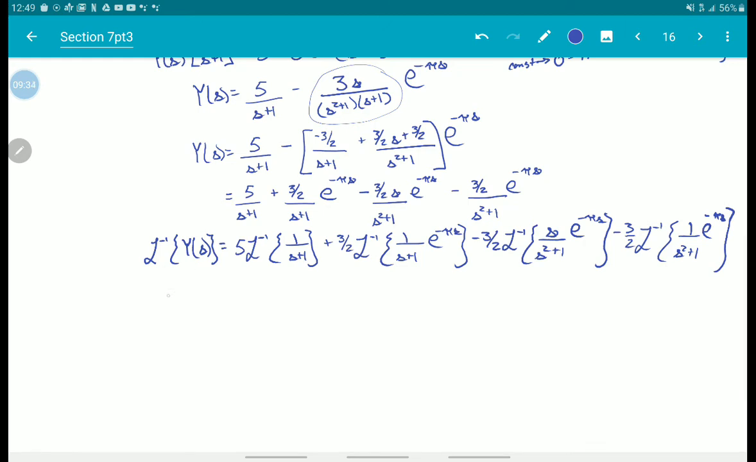So inverse Laplace of Y of s is just y of t. That's the easy one. This guy, that's your exponential. That's just your standard exponential. Our a is a negative 1, so this is going to be e to the negative 1t.